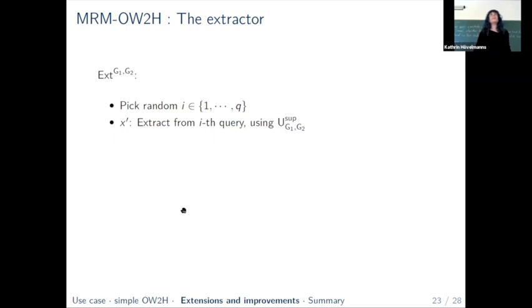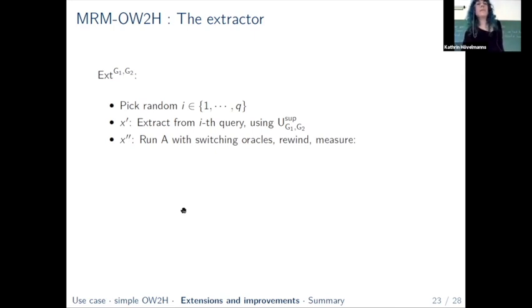And it will extract the first guess for the set by extracting a pre-image from the ith query using this evaluate and swap unitary I've just shown you. And for the second guess, we have to do a bit more. It will run A with switching oracles until it's finished, then rewind and then measure.